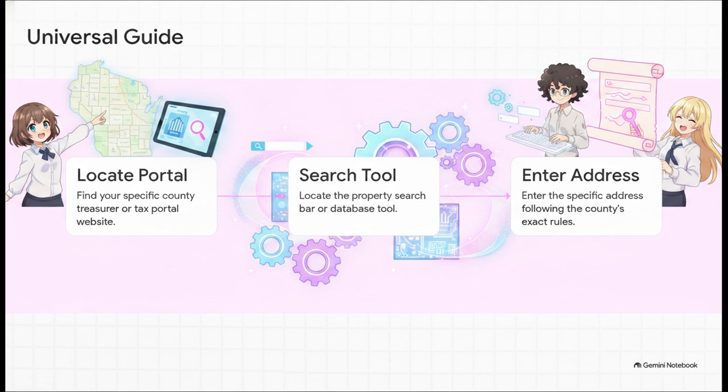First up, locate your specific county treasurer or tax portal website, meaning if you're looking at a house in Madison, you're going to the Dane County portal. If it's in Oconto, it's the Oconto County portal. Second, find their property search bar or database tool. And third, and trust me, this is where most people get totally tripped up, you must enter the specific address following that county's exact formatting rules.